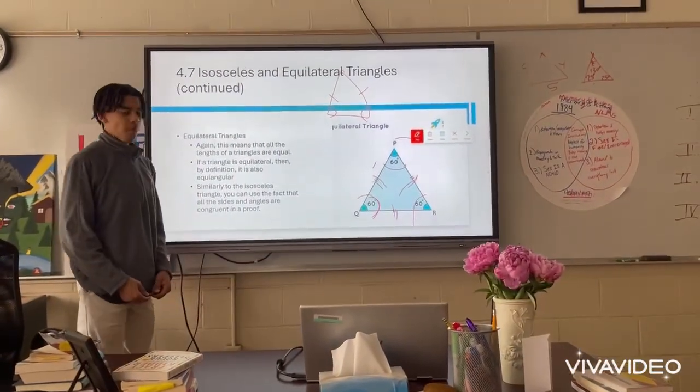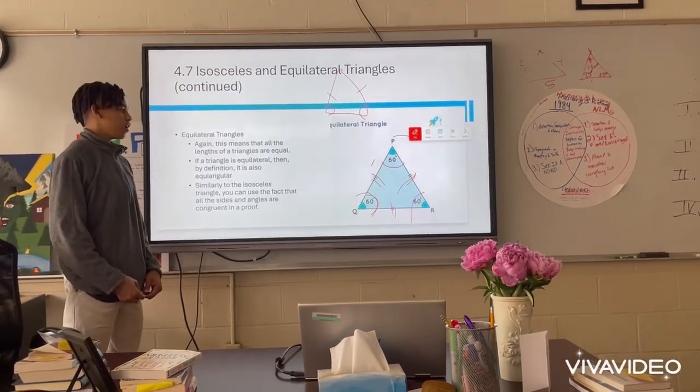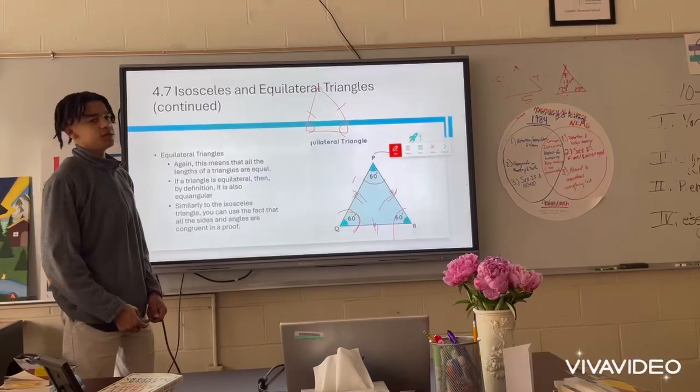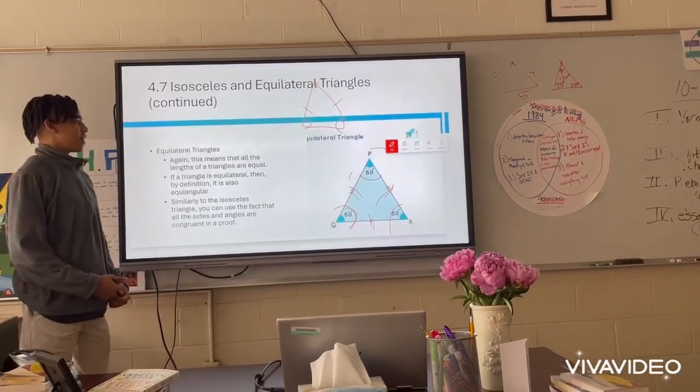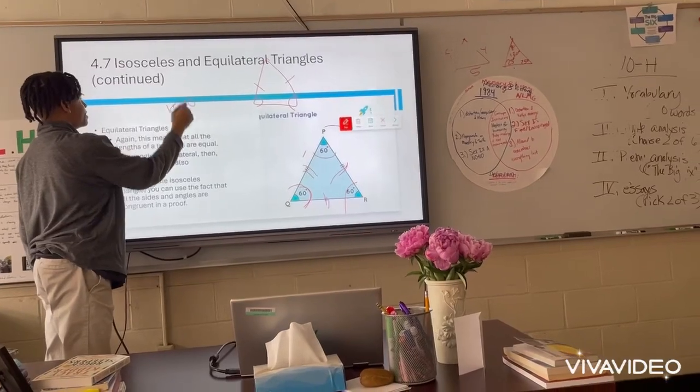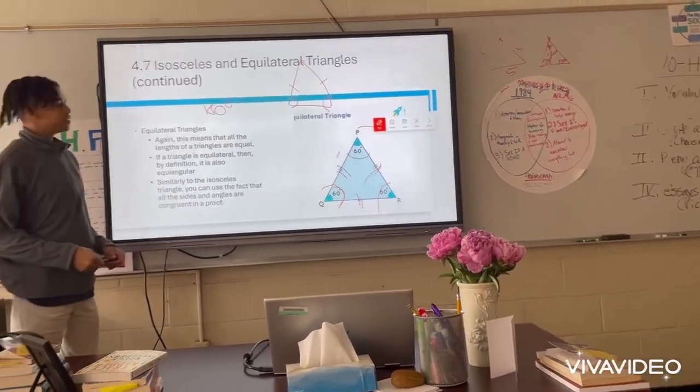That would also mean that all the angles equal 60 degrees, because they ought to be equal and sum to 180. So then you can also use that to get 180 degrees, or get all the angles.